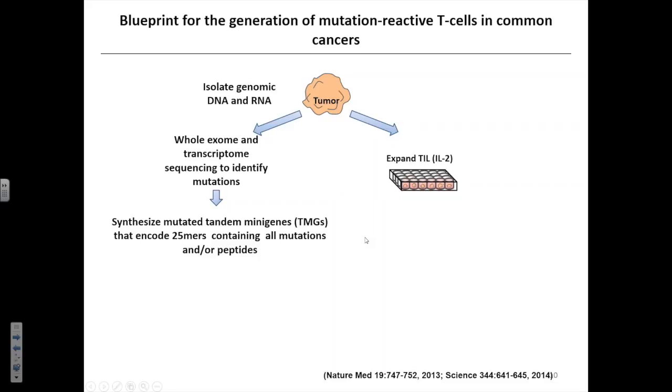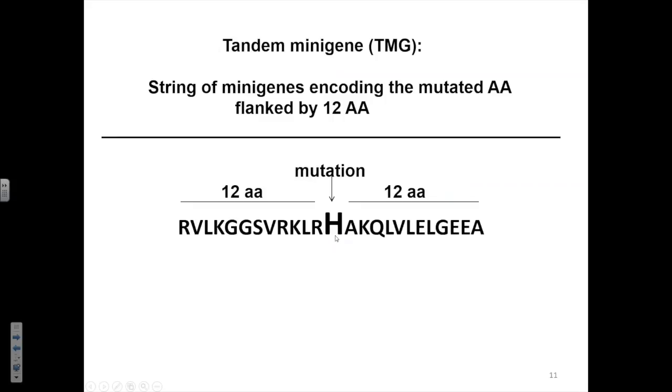The way we did this is we synthesize what we call mini-genes. We take the non-synonymous mutation and we put it in the center of a 25-mer peptide. That is, we flank this individual mutated amino acid with 12 normal amino acids on either side of that mutation. So you see here this histidine mutation. We've also sequenced the normal cells, so we know the sequence of the human genome. So we can put 12 normal amino acids on one side, and 12 normal amino acids on the other.